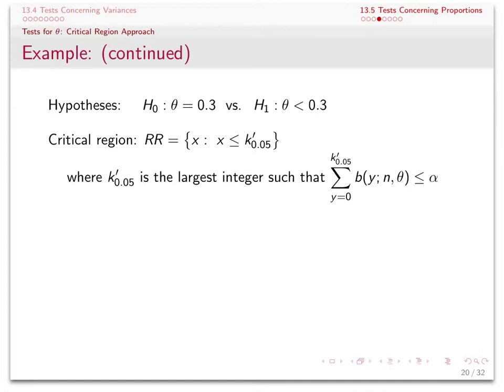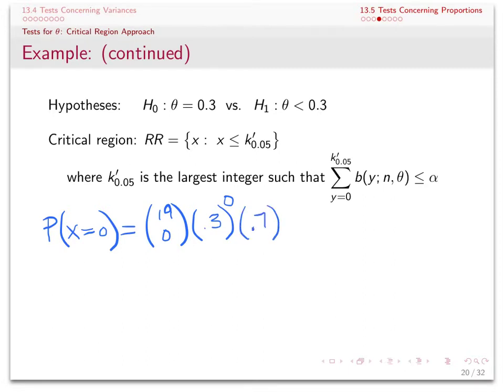If we're interested in the probability that, say, x is equal to 0, then that's going to be 19 choose 0 times our probability of success, which is 0.3 to the 0 power, times our probability of failure, which is 0.7 to the 19 power. If we do that, we get 0.0011. That number is definitely less than our alpha of 0.05, so now we'll compute the next binomial probability.